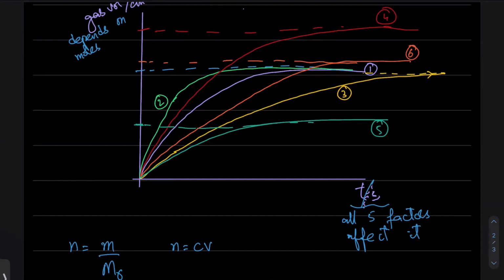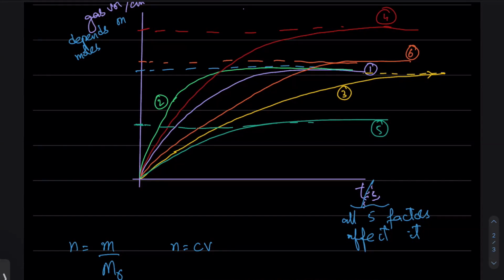Sir, can you explain this one again? Sure. Remember, the value on the y where the graph becomes constant is dependent on the moles of products made, which depends on the moles of reactants that you have. So moles पे फर्क पड़ता है. But how fast or slow the rate is depends on all the 5 factors that we have. So if you increase any of those, the graph is faster. If you decrease any of those, the graph is slower.